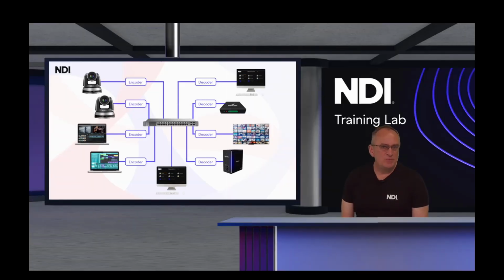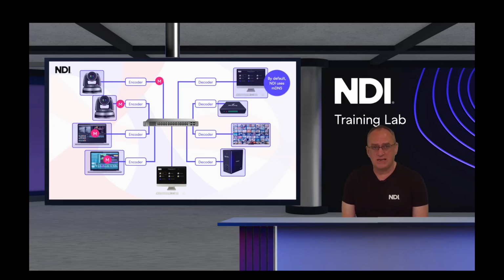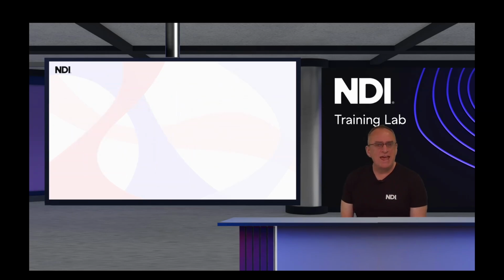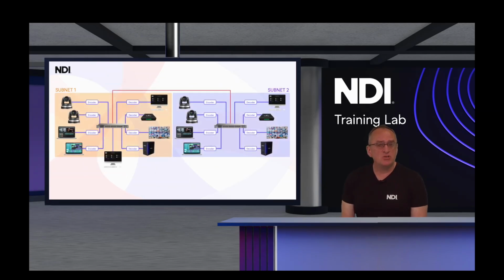Although NDI is designed primarily for Layer 2 or local subnet environments, it can operate across Layer 3 networks as long as the proper discovery mechanisms are in place. By default, NDI uses mDNS, which relies on multicasting and is limited to a single broadcast domain. This means that NDI sources and receivers on different subnets will not automatically discover each other, so the recommended approach is to use the NDI Discovery Server to enable reliable operation across routed networks at Layer 3.